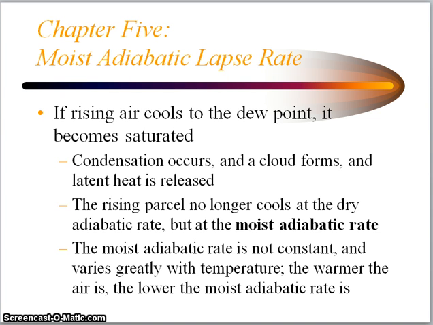The moist adiabatic rate is not constant. It varies greatly depending on the temperature of the blob of air you're talking about. The warmer the air is, the lower the moist adiabatic rate is. And as you can imagine, the amount of moisture in the air varies from place to place and from time to time around the world. So that's why the moist adiabatic rate is not constant, like the dry adiabatic rate is at 10 degrees Celsius per kilometer.